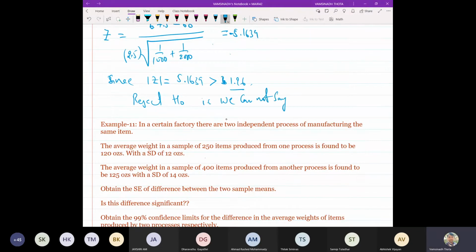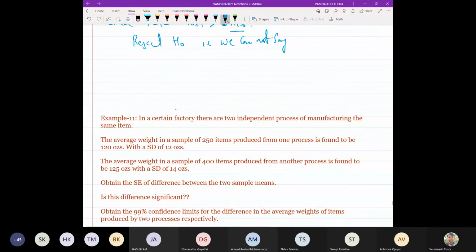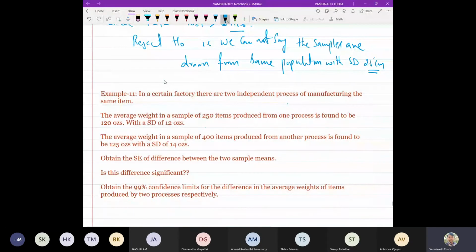So reject H naught, that is, we cannot say the samples are drawn from the same population with standard deviation 2.5.